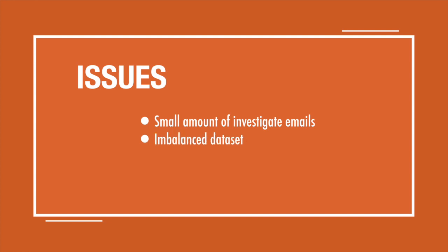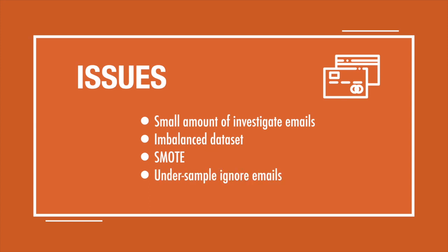The duplicate emails only added to the problem of not having a large quantity of investigate emails, though this is not an uncommon issue, as there are many other real-world problems where the minority group is the interesting or positive indicator. A perfect example of this is credit card fraud. I tried attacking this issue by using a combination of SMOTE, or synthetic minority oversampling technique, and undersampling the majority, but the best results I received was with just using undersampling of ignore emails.